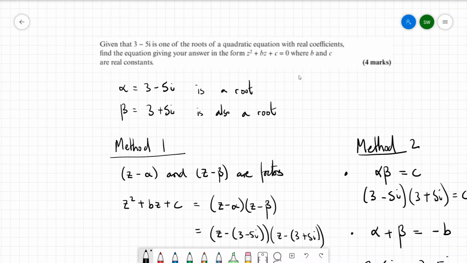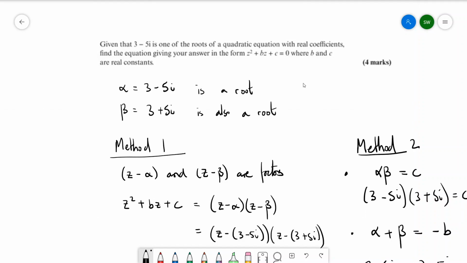Before you have a go at the exercise, it's important that you realise that these formulas in method 2 only work if it's got a z squared at the start. If you had 2z squared, then you'd have to do something slightly different. And actually, we're going to spend an entire chapter later on in the book looking at what happens when you've got a 2 in front of the z squared, for example.